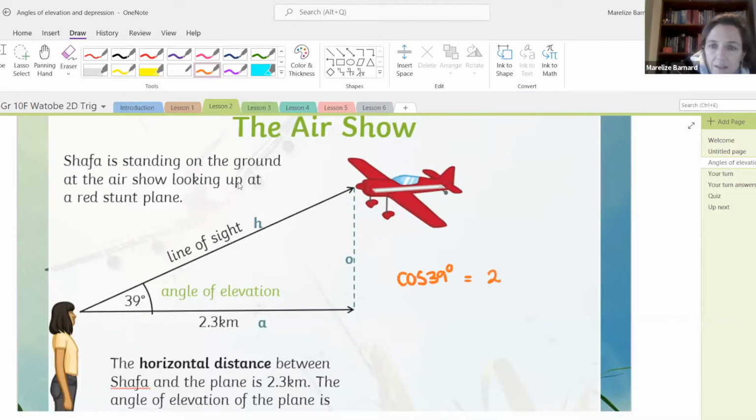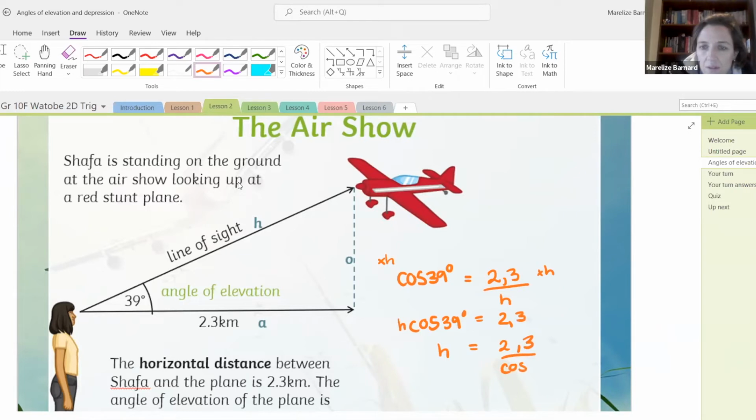The adjacent side is 23 divided by the hypotenuse side, which is the one we are solving for. We're going to times by h on both sides, just like we did on Tuesday. So h cos 39 degrees is 23. And then we divide 23 by cos 39.